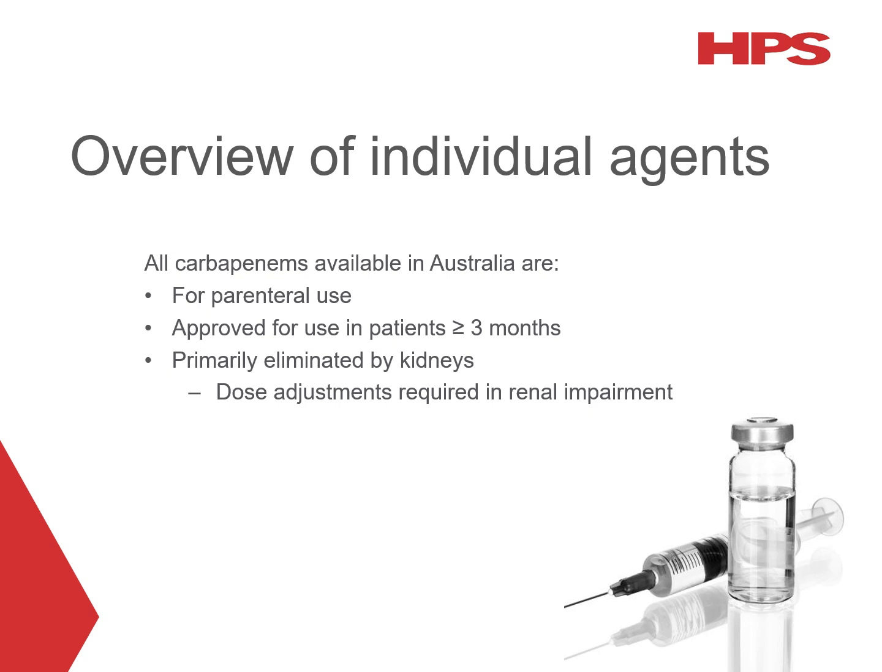So all carbapenems currently available in Australia are for parenteral administration, and they're approved for use in patients from 3 months of age. They are also primarily eliminated via the kidneys and do require dose adjustments in renal impairment.